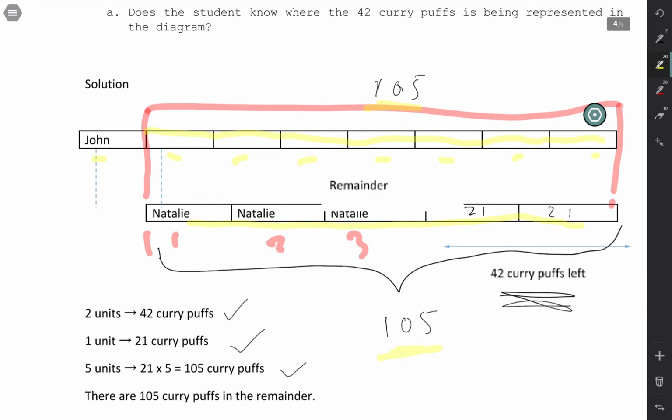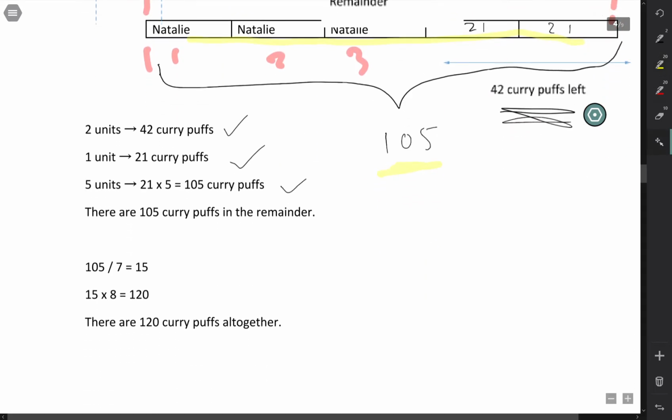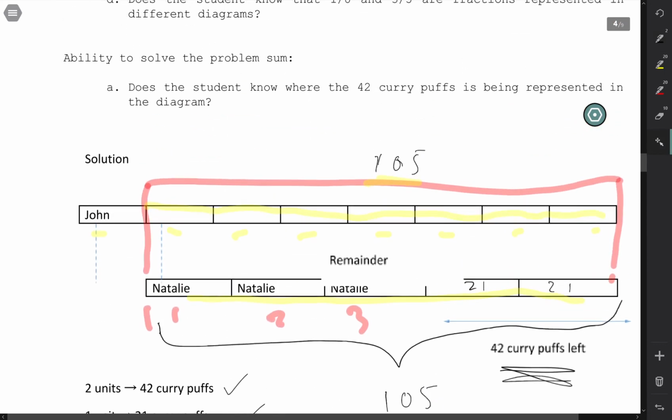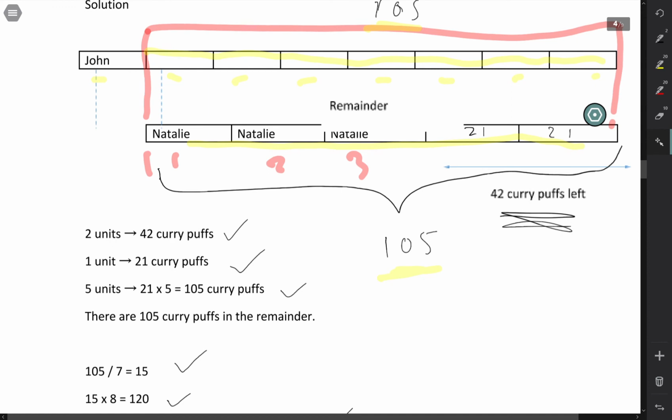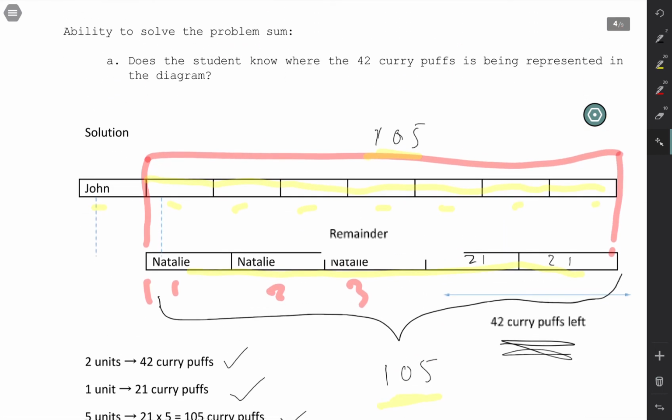So what you have to do is to take 105 divided by 7, you get 15, and then you multiply by 8 because that is the original number at first. There are 8 units. So this is how you do remainder concepts. You draw a diagram and you drop down the remainder so that you can see where the remainder is.